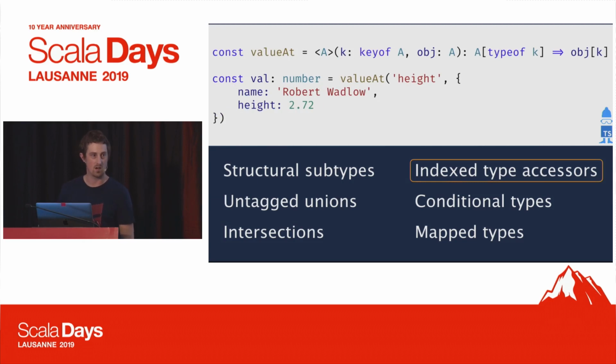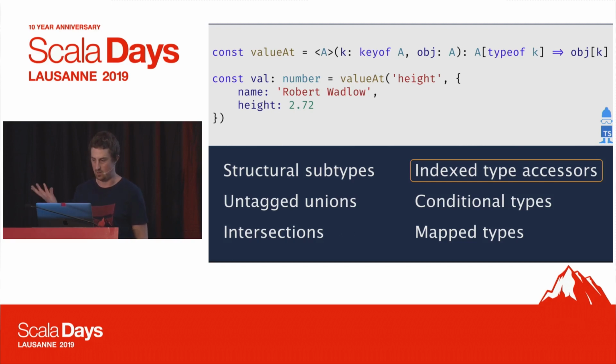It has a thing called index type accessors. So you have an object, in this case A, and we can ask what is the type of the property on A of this literal string type. So here is the function value at, just saying give me a key that exists on type A, give me an object of type A, and I'll give you the value correctly typed at that location on A.